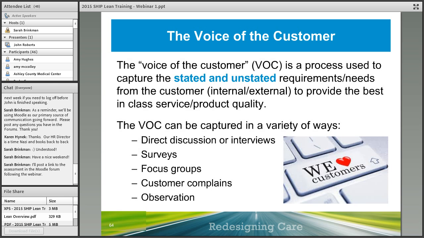The voice of the customer is really something we can capture through a variety of different ways. We also want to look at the stated and unstated requirements from the customers, both internally and externally. And again, we're in this process of consumer-driven healthcare, and it's being pushed mostly by baby boomers who want care delivered in a much different way than our parents got that care.